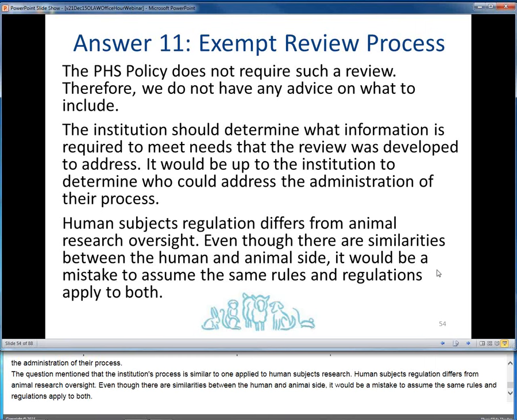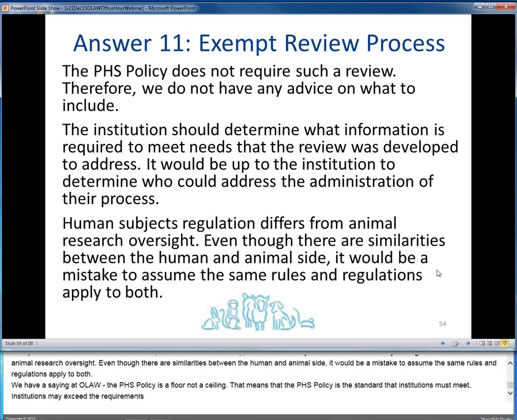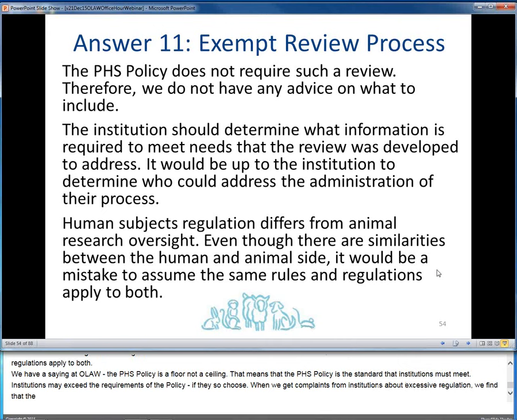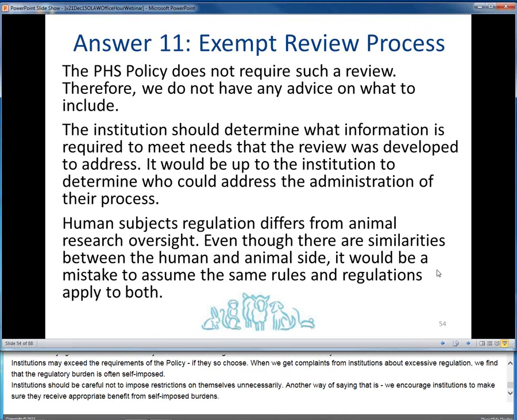We have a saying at OLAW, the PHS policy is a floor, not a ceiling. That means the PHS policy is the standard that institutions must meet. Institutions may exceed the requirements of the policy if they so choose. When we get complaints from institutions about excessive regulation, we find that the regulatory burden is often self-imposed. Institutions should be careful not to impose restrictions on themselves unnecessarily. Another way of saying that is, we encourage institutions to make sure they receive appropriate benefit from self-imposed burdens.